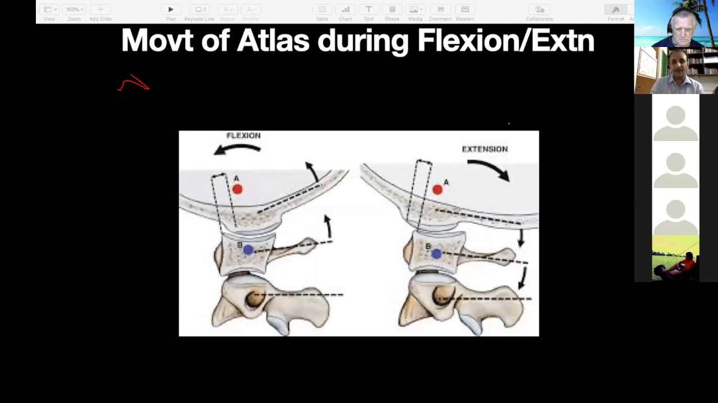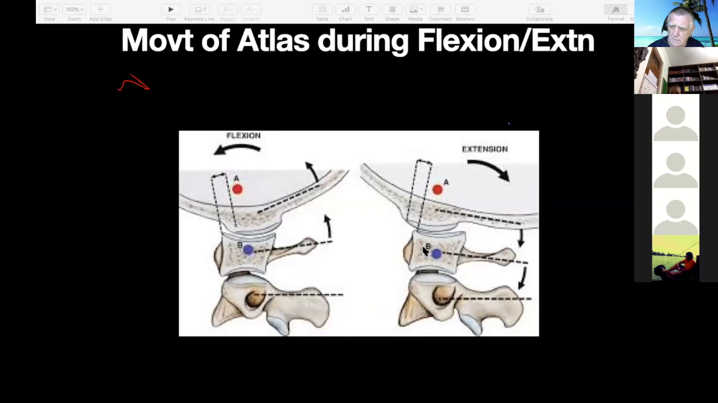Now look here, when you are flexing, the occipital condyle is pushing the atlas in front. And when you have extension, the occipital condyle is pushing the atlas backwards. I hope you have understood this concept. Look at my head. When I'm flexing, I'm not just flexing, I'm also moving ahead. It's not that I'm flexing and going behind. The natural movement is that I'm going in front.